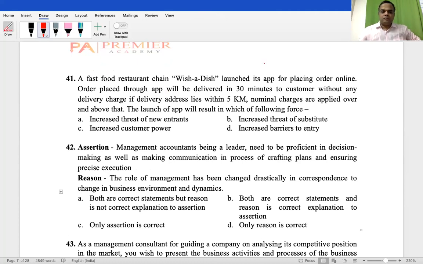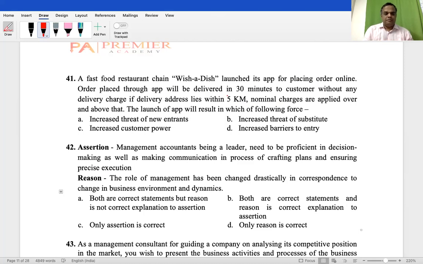A fast food restaurant chain, Wish a Dish, launched its app for placing orders online. Orders placed through the app will be delivered in 30 minutes to the customer without any delivery charge if the delivery address lies within 5 kilometers. Nominal charges are applied over and above that. The launch of the app will result in which of the following forces? It's happening everywhere. Within a few kilometers, they are charging it free of cost, door delivery.